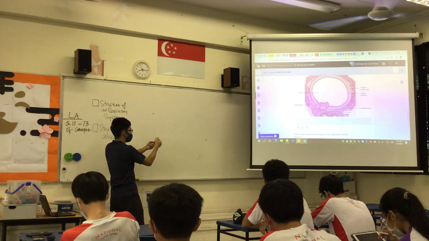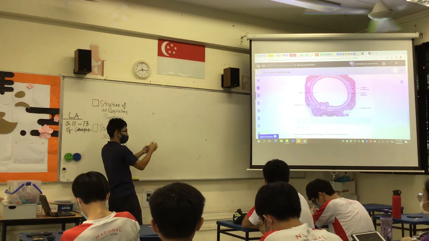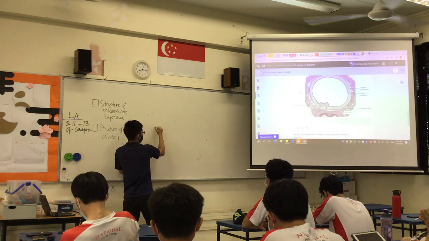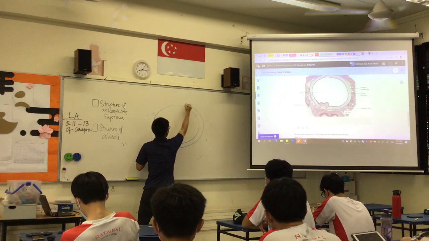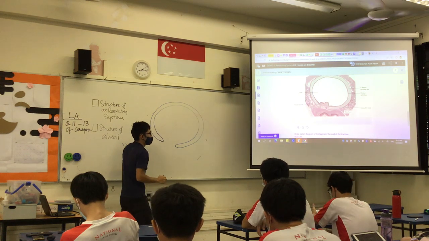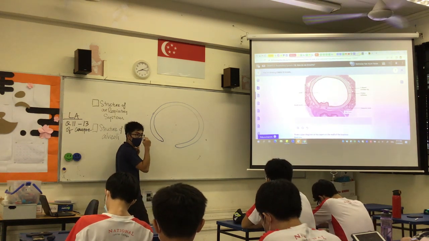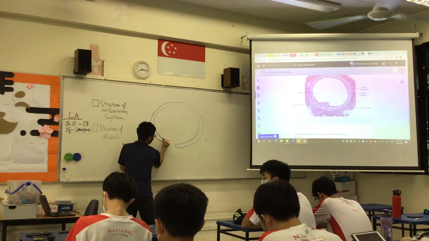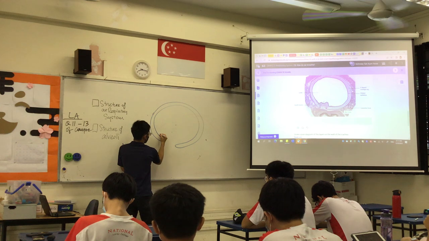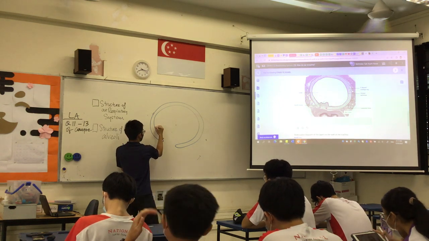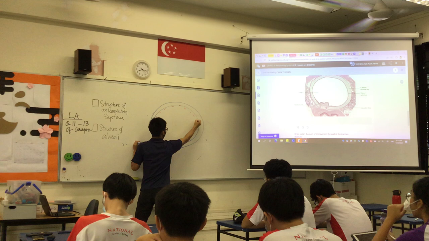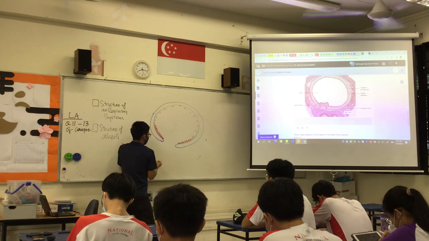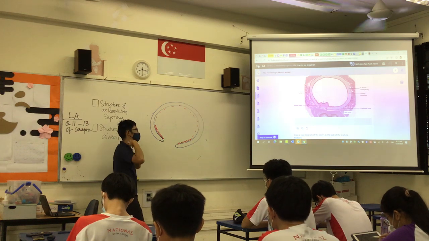So I'm going to draw that up. Here we have the cartilage. The cartilage goes one round like that. Inside the cartilage is where the walls of the trachea are. You find that there are individual cells. There are lots of cells over here, and so on and so forth, lots and lots of cells. Outside the trachea, you also find a lot of muscles.